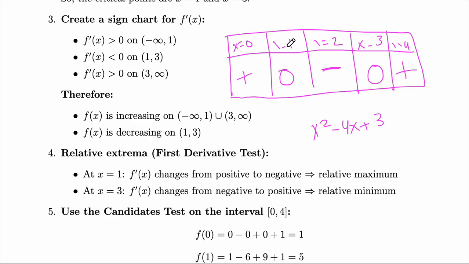And I apologize, I do not know what happened and how I accidentally erased some of this, but hopefully you can see it. All right, there we go.